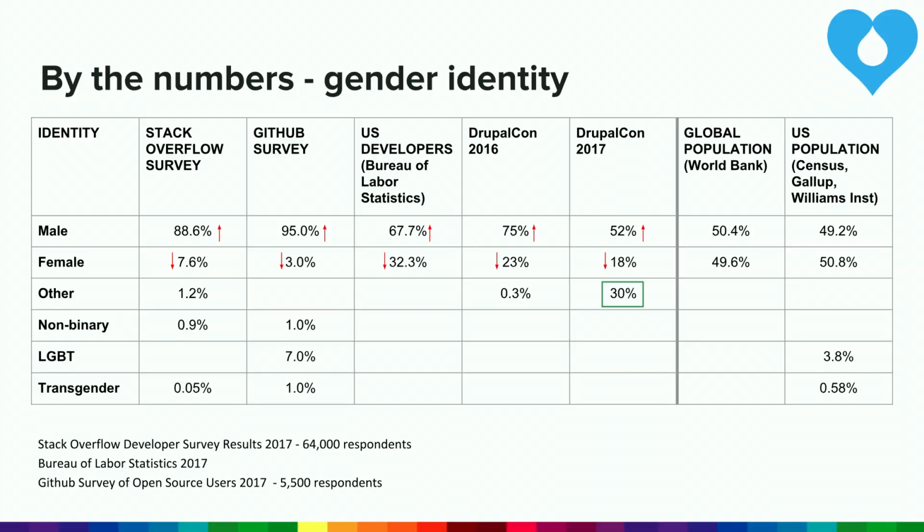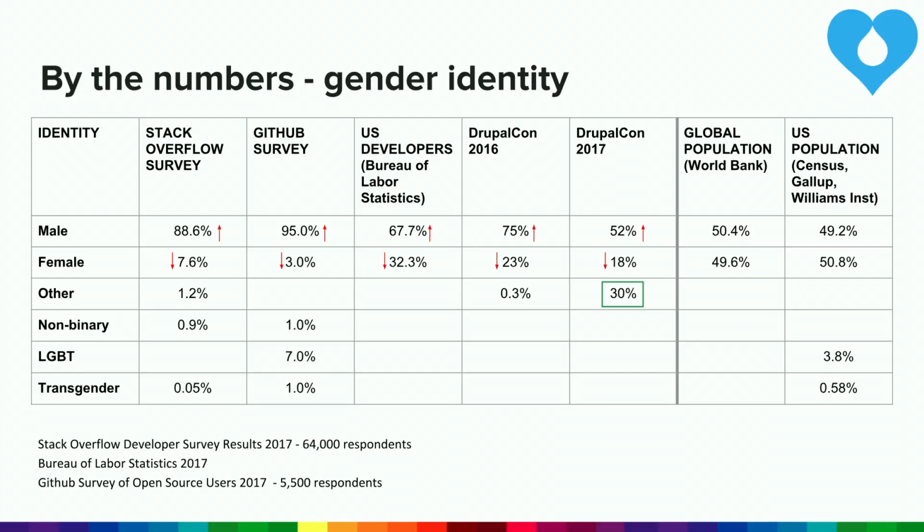This one is gender identity. You can see that what I did here is that the arrows that point up show that we have a larger number of people in the tech space in that category than we see globally or through the US population.